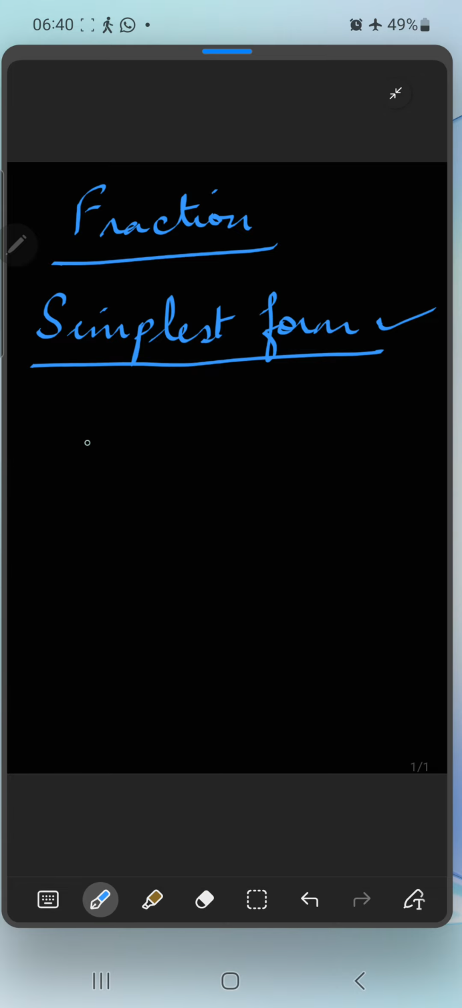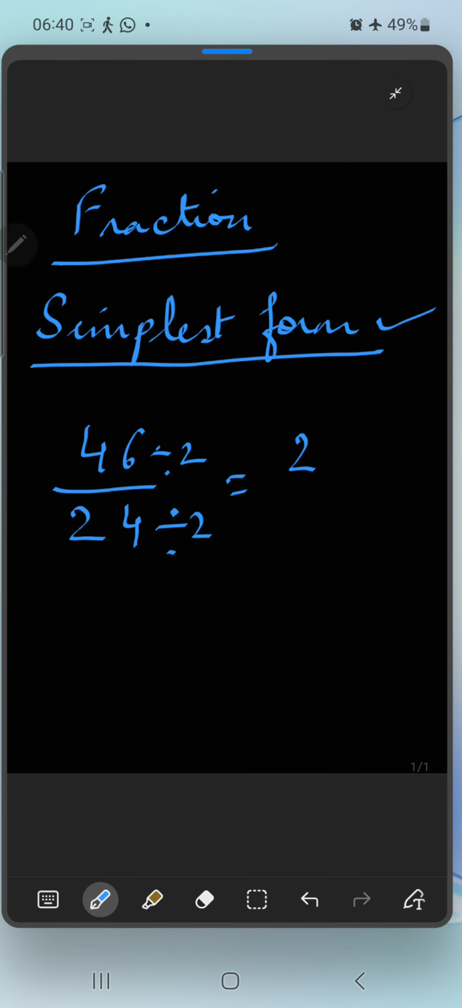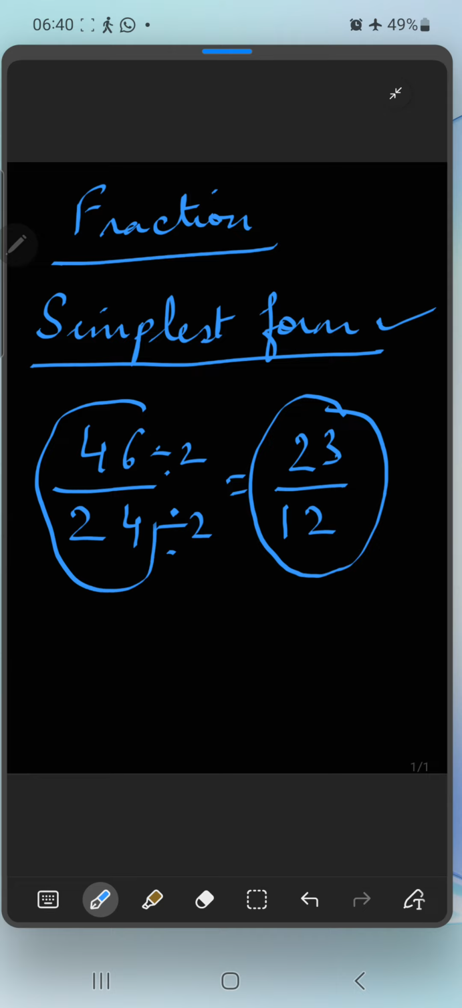Suppose this is a fraction and you have to convert this fraction into the simplest form. What will you do? These two numbers are even. You will divide both the numbers by 2. Okay. So here you will get 23. Here you will get 12. Now what? This is 23 and this is 12. There is no common multiple of 23 and 12. You cannot further divide these two numbers with any common multiple. So this would be the simplest form of 46 by 24.